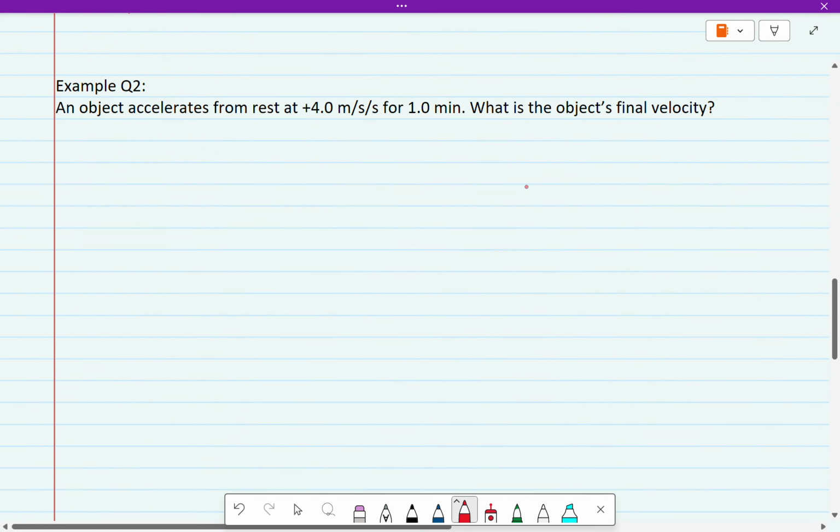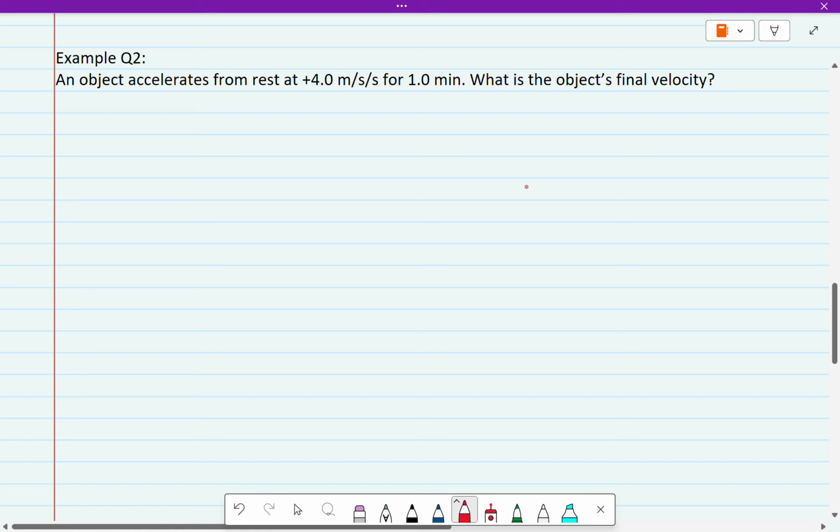Next example. An object accelerates from rest at positive 4 meters per second squared for 10 minutes. What is the object's final velocity? So again, we want to list our known data out. So we have this 4 right here.